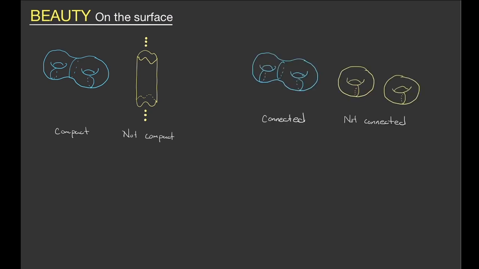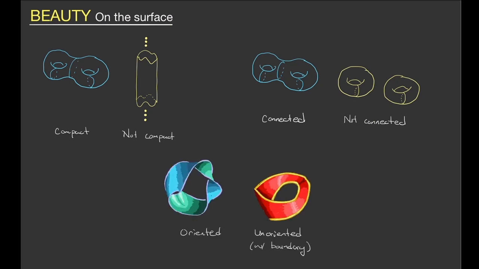If it's not connected, there are two or more pieces. A surface is orientable if there are two sides like we see on the left, but if there's just one side like we see on the right, as in the case of a Mobius band, then we would consider that unoriented. Two-sidedness is not the same as oriented in general, but a surface embedded in the 3-sphere is two-sided if it's oriented.